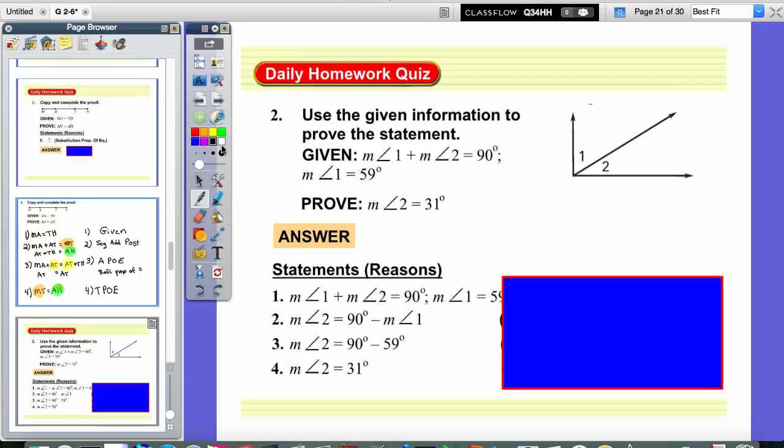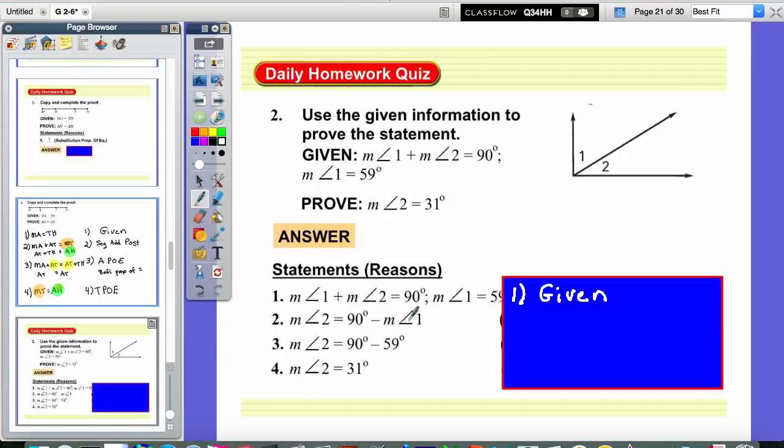I'm going to do another one. This one has the statements here. We're going to fill in the reasons. So the measure of angle 1 plus the measure of angle 2 is equal to 90 degrees. And the measure of angle 1 is 59 degrees. That's given. I could have done this in 2 steps. They could have listed measure of angle 1 plus measure of angle 2 is equal to 90. That's given. And then the second step, they could have listed measure of angle 1 is equal to 59. That's given.